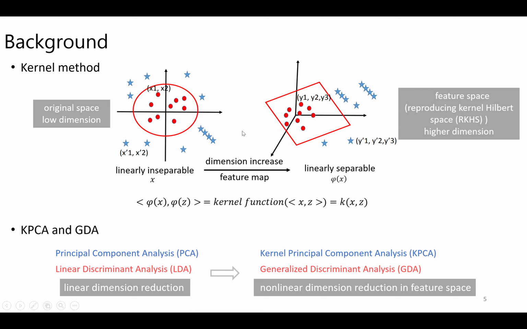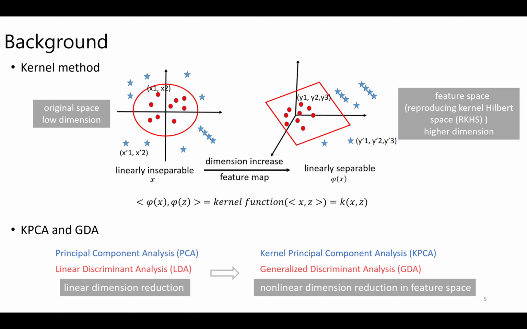So by increasing the dimension, we transform the linearly inseparable data into the linearly separable data. By the feature map, this map can be implemented by the kernel function. The input of the kernel function is two vectors and its output is the inner product of the mapped vectors.